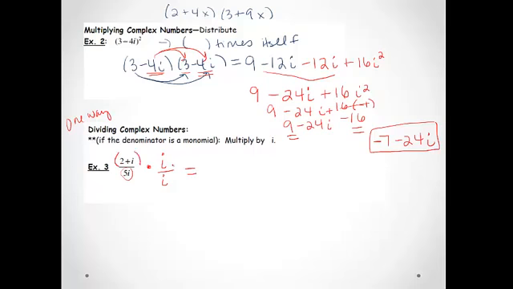So this is a binomial and this is a monomial, so we're going to distribute. So 2 times i is 2i. i times i is i squared. Keep going with that numerator. i squared, though, remember, is the number negative 1.